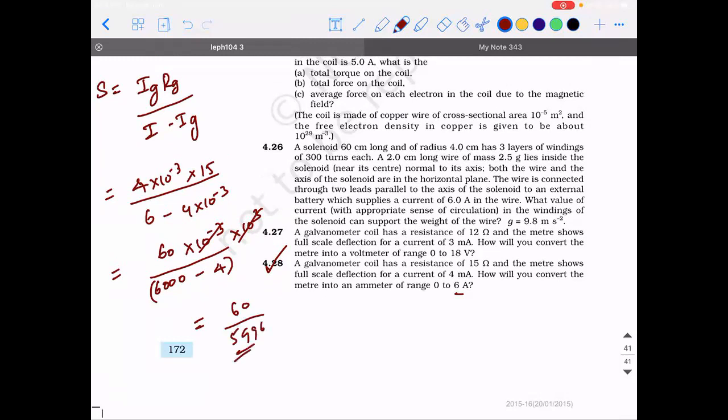5996. It comes out to 0.001 ohm, because 6000 means approximately 0.001. So something like that will come. That's it. Anyways.